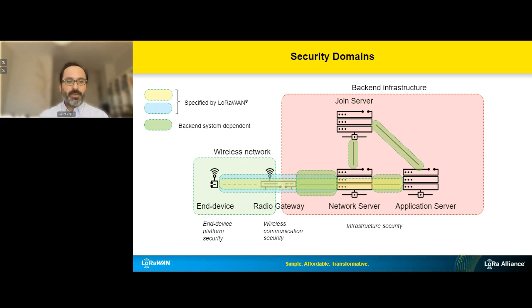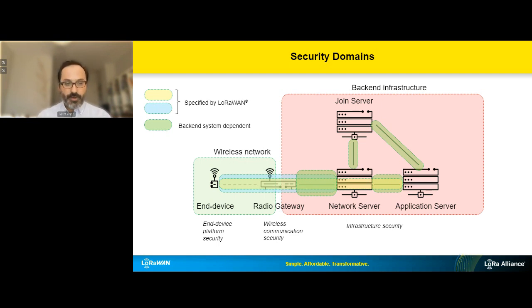Now, between the end device and the radio gateway, we have the wireless network realm, and this is very much the focus of this presentation. And on the network side, among all the elements like the radio gateway, network server, application server, and join server, these are the network elements of the backend infrastructure. And here we talk about infrastructure security. And here too, the type of security we talk about is very generic. Whether one is running a web server or a LoRaWAN network server, we talk about similar types of security measures like firewalls, intrusion detection systems, and things like that.